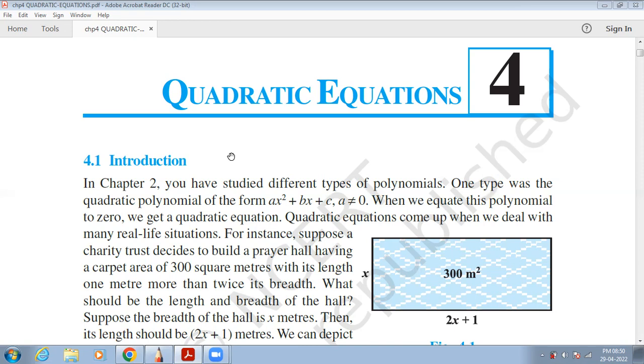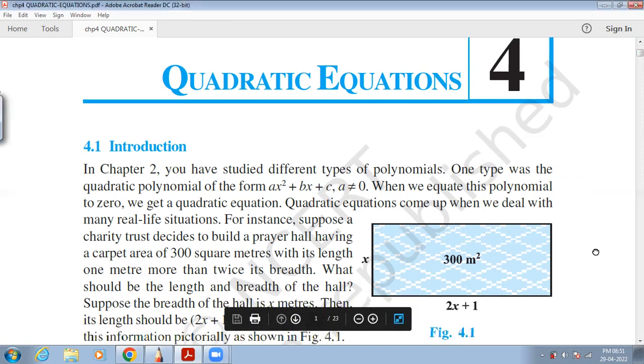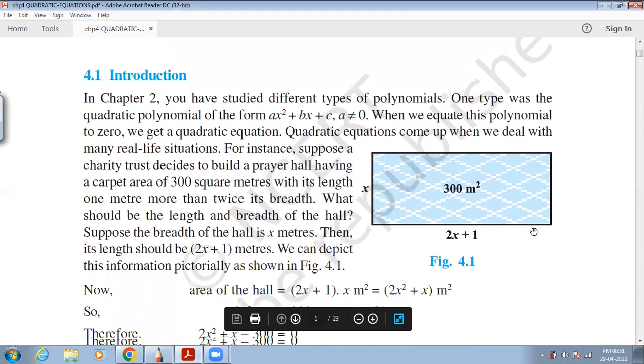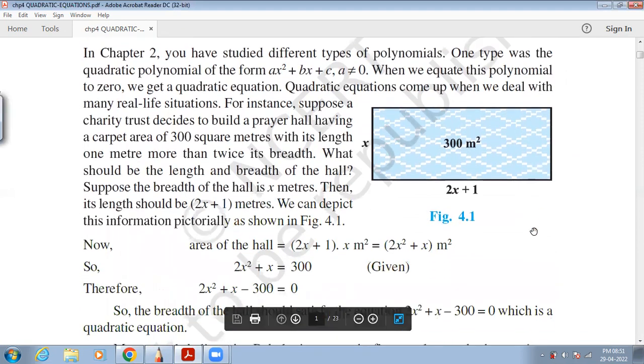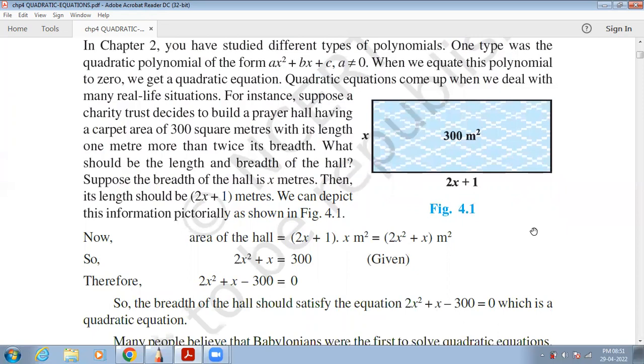All right. So today we are going to start with quadratic equations. So let's start the chapter quickly. This is the introduction. Quadratic equations. We have actually studied quadratic polynomials in your 9th standard. When you convert it into an equation, when you equate it to 0, then we call it a quadratic equation. I guess that's highly understood.